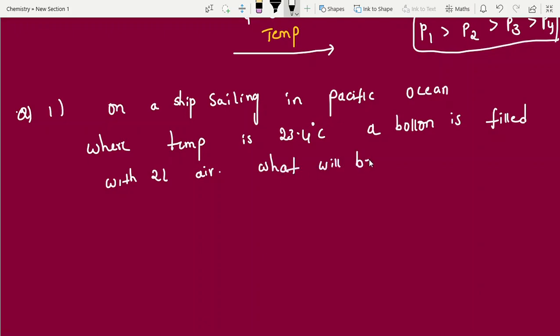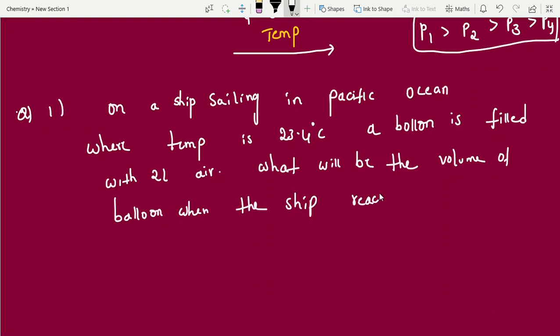when the ship reaches the Indian Ocean, where temperature is 26.1 degrees centigrade? Okay, this is an NCERT numerical.